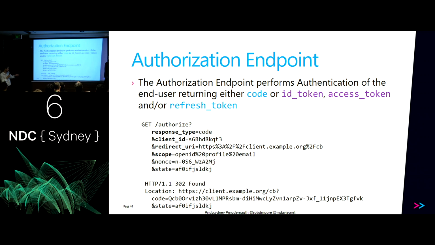Once the user is authenticated, the redirect back to the relying party might look something like this. You can see that the redirect URI we had there will appear. And then in this case, because we were asking for a code, we'll have a code passed to us. And because we had some state, that'll be passed back transparently.